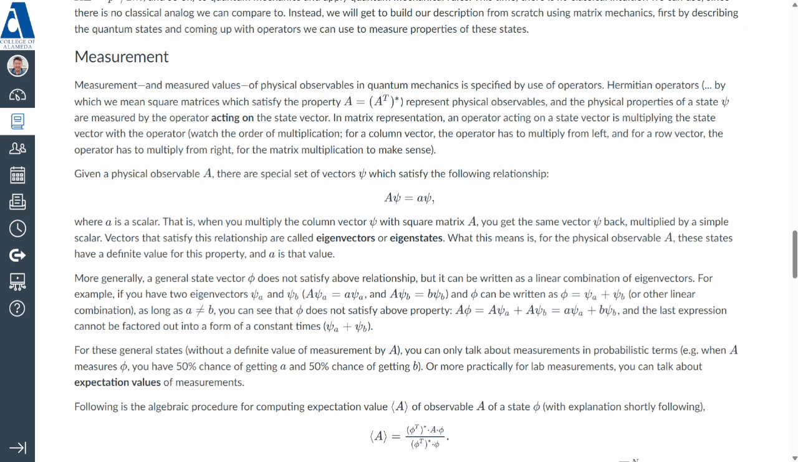Suppose phi can be written as phi is equal to psi_A plus psi_B or other linear combination. As long as a is not equal to b, you can see that phi does not satisfy the above property. Operator A acting on phi is equal to operator A acting on psi_A plus operator A acting on psi_B, which gives lowercase a times psi_A plus lowercase b times psi_B, and the last expression cannot be factored out into a form of constant scalar times psi_A plus psi_B.